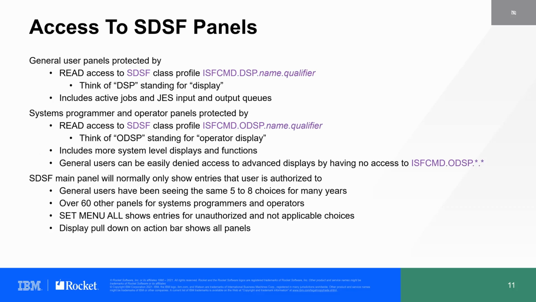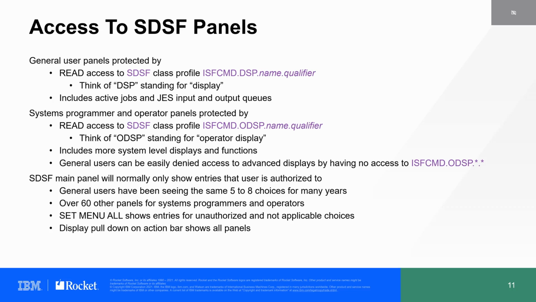Access to SDSF panels. So, general user panels, as I said before, this COBOL guy who's compiling his COBOL program and doing a link edit, and he wants to see his output. In order for him to see the SDSF panels that are involved, what we call the Q panels, which is H and O and I and ST and things like that, he needs read access to an SDSF class profile. And the format of that is isfcmd.dsp.name.qualifier. Okay? And DSP, think of that DSP second qualifier standing for a display.